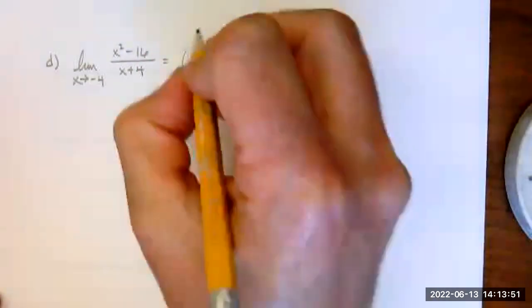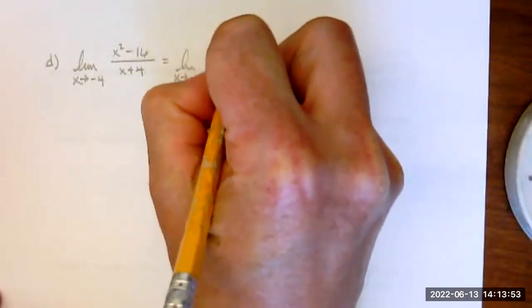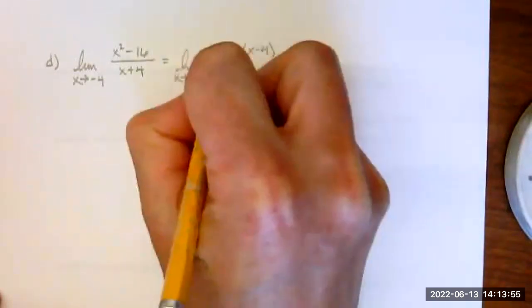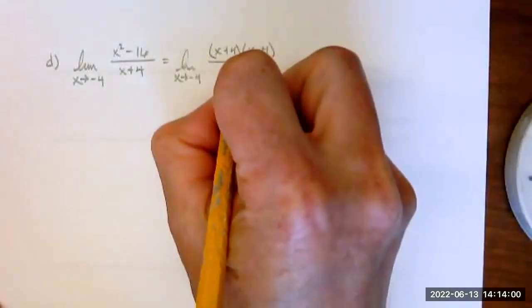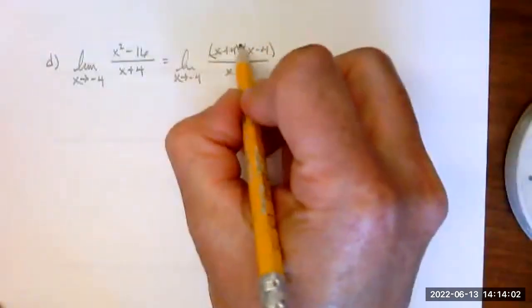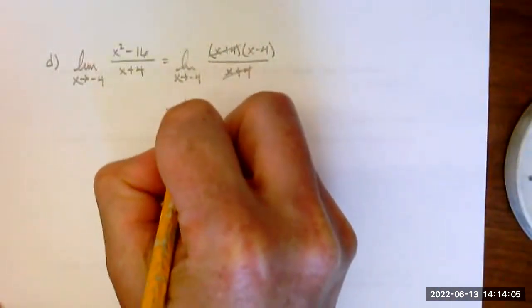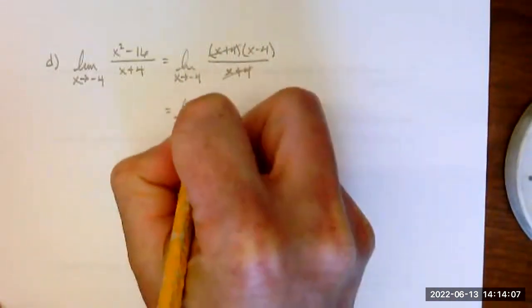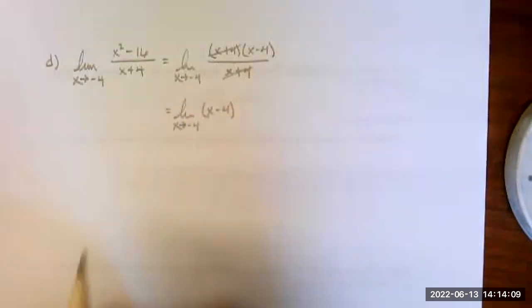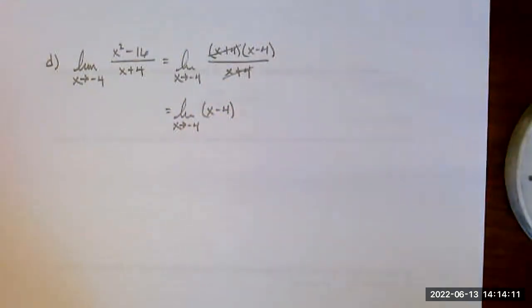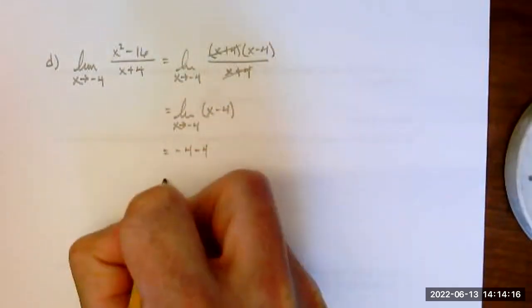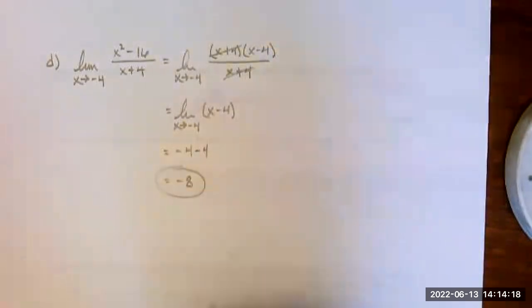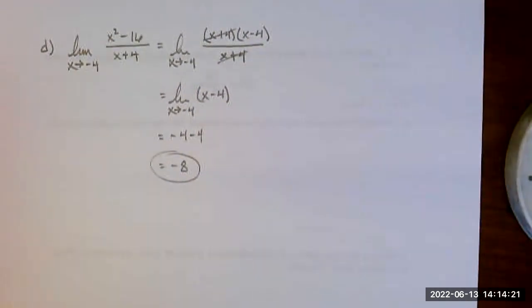The limit, we're approaching -4. Well, this would factor as x plus 4 times x minus 4. Sorry, x plus 4 on the bottom. So these cancel out. If I just continue here, x minus 4. And now I can plug in -4 minus 4. Our answer to this one is -8. Very nice.